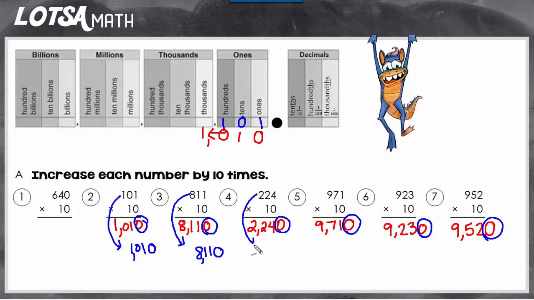Do you see the pattern? So you take the original number, 224, and you add a 0 to the end of it, redo your comma, and you end up with the same answer. So when you're multiplying by 10, you can always just take the number you're multiplying and add a 0 to the end, and you'll come up with the answer like that too.